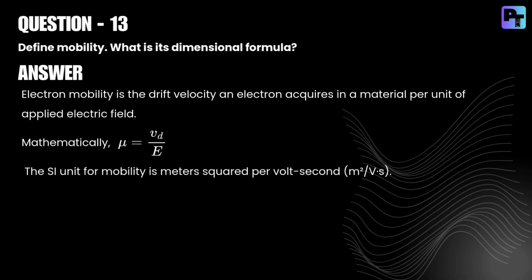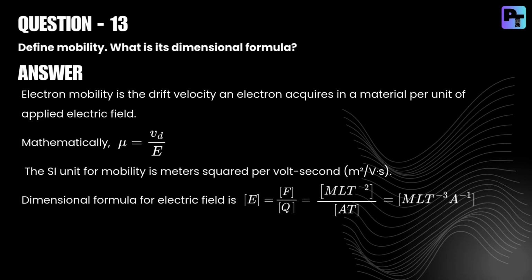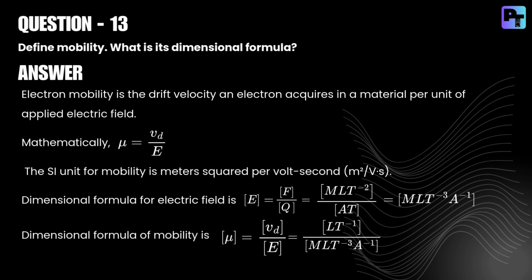For finding dimensional formula for mobility, we need to know dimensional formula for electric field. E equals force F by charge Q. Dimensional formula for F is MLT raised to minus 2. Dimensional formula for charge is AT, hence, dimensional formula for electric field is MLT raised to minus 3A raised to minus 1. Now, dimensional formula of mobility mu equal to drift velocity by electric field. Dimensional formula of drift velocity is LT raised to minus 1. And dimensional formula for E is MLT raised to minus 3A raised to minus 1. Hence, final answer is M raised to minus 1 L raised to 0 T raised to 3A.